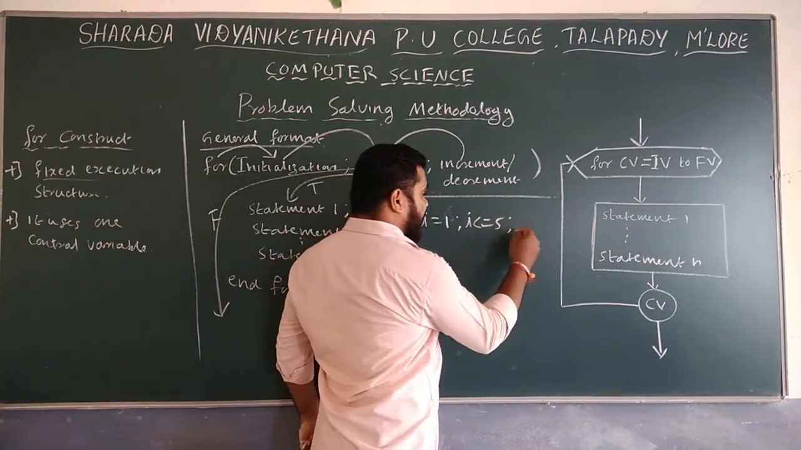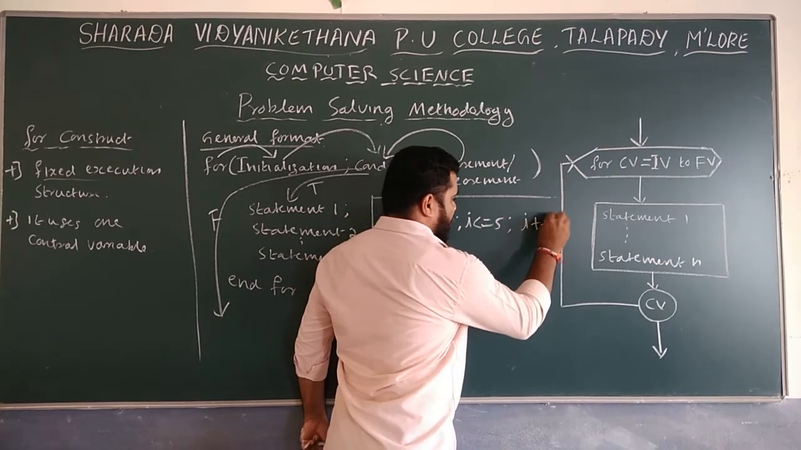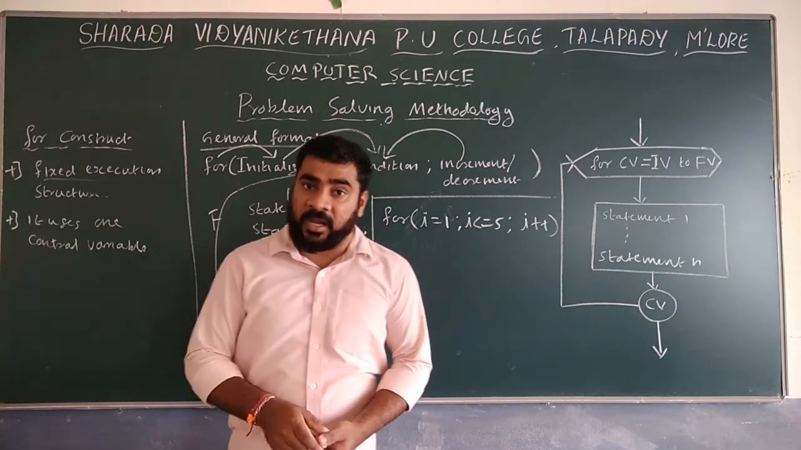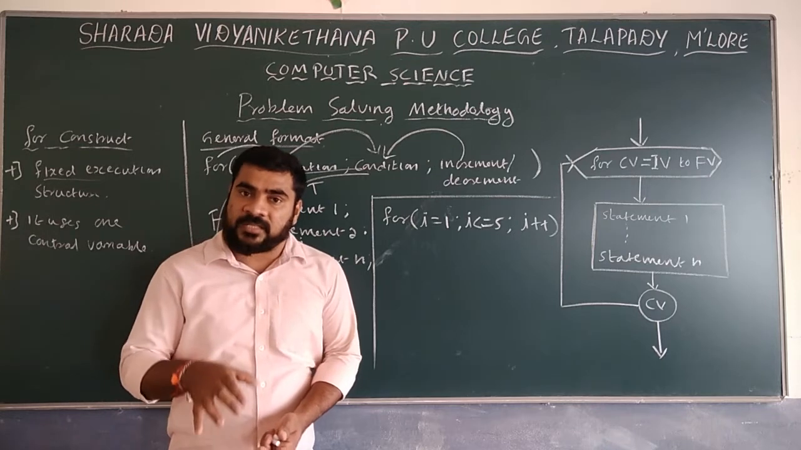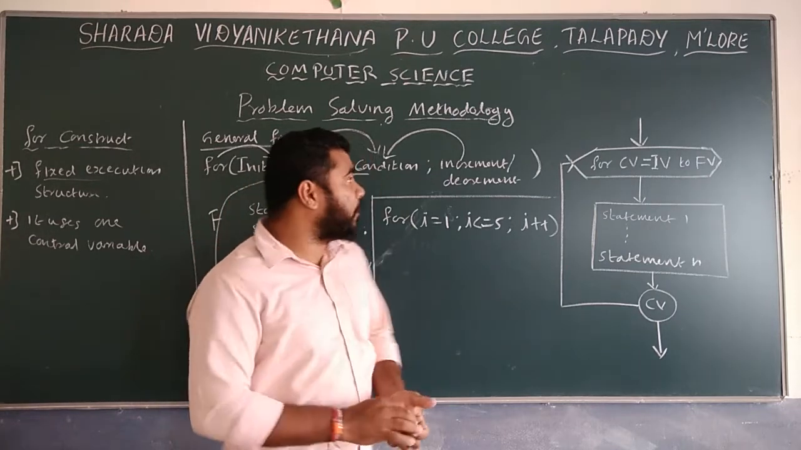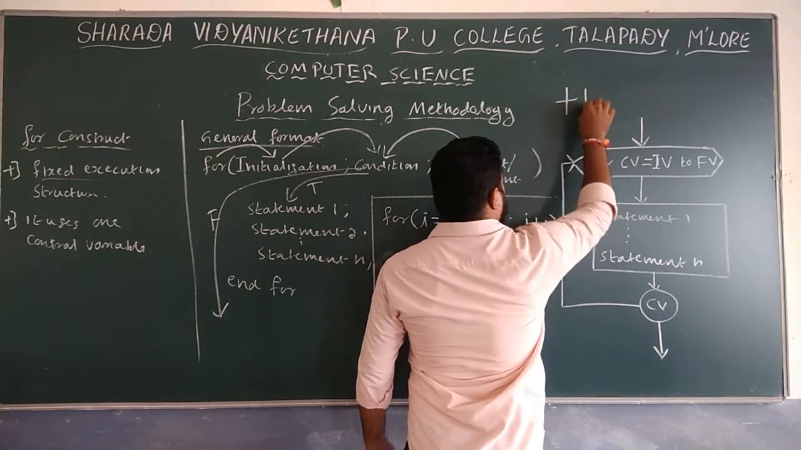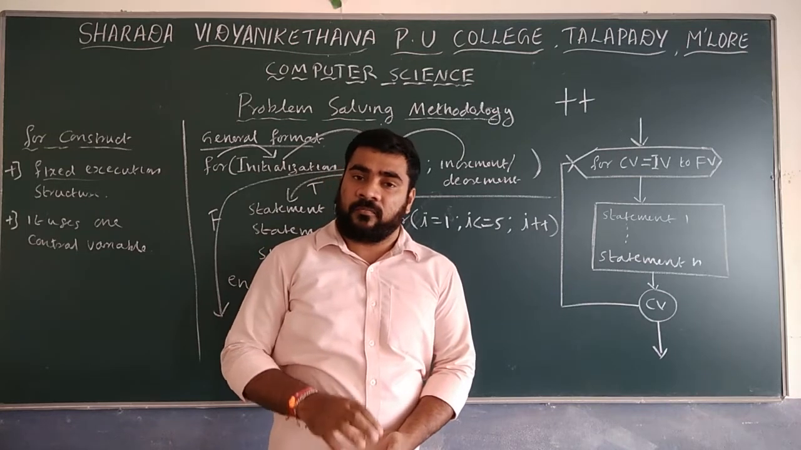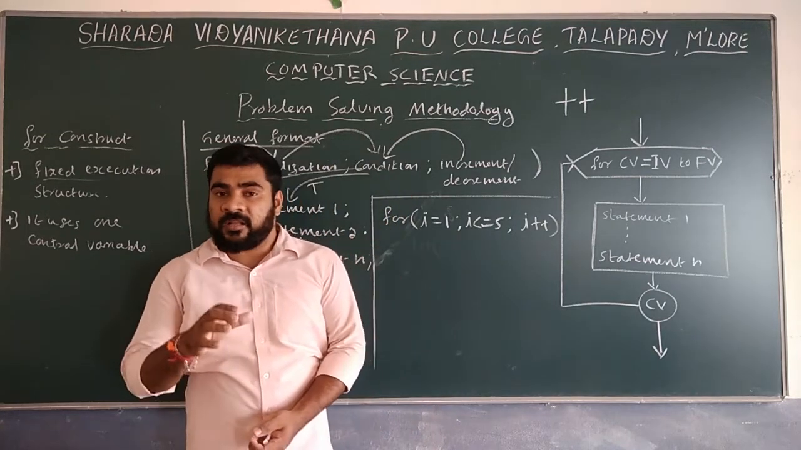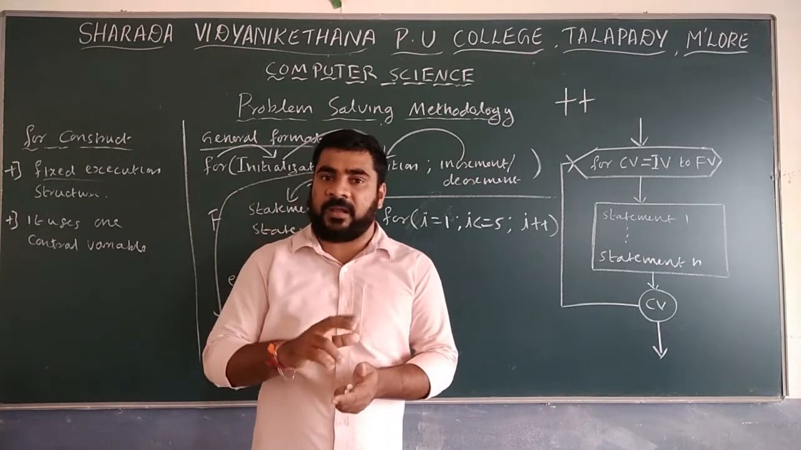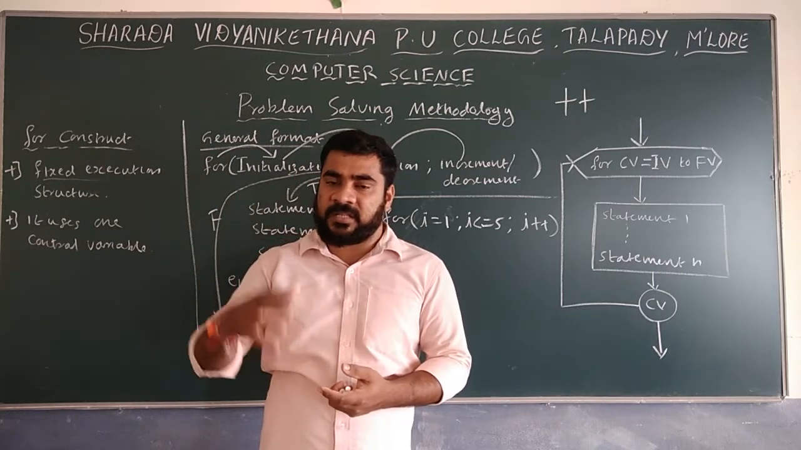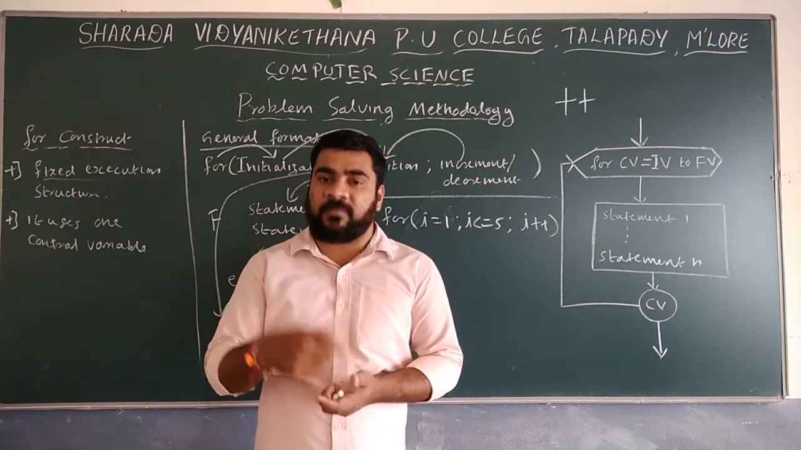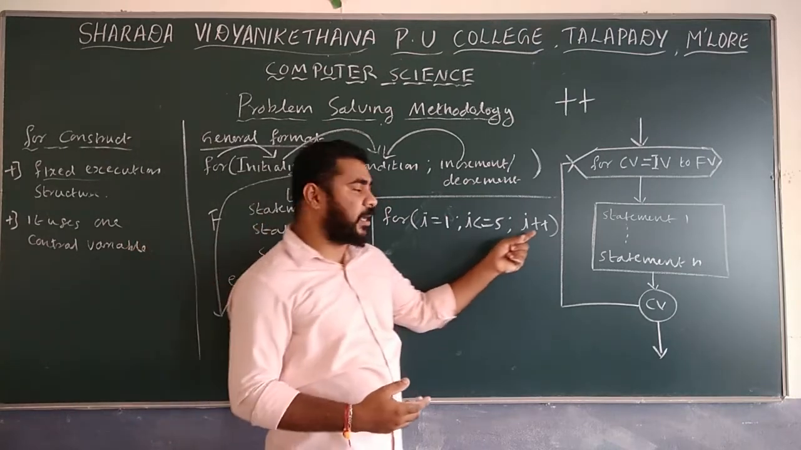Then the next one is increment. So for increment you can write I plus plus. We are going to study later what I plus plus and I minus minus are. Plus plus, two pluses written together like this, is known as the increment operator in C++ programming. The increment operator is mainly used to increment a value by one. If I is 1, I plus plus will be 2, next I plus plus will be 3. I plus plus means increment by 1.